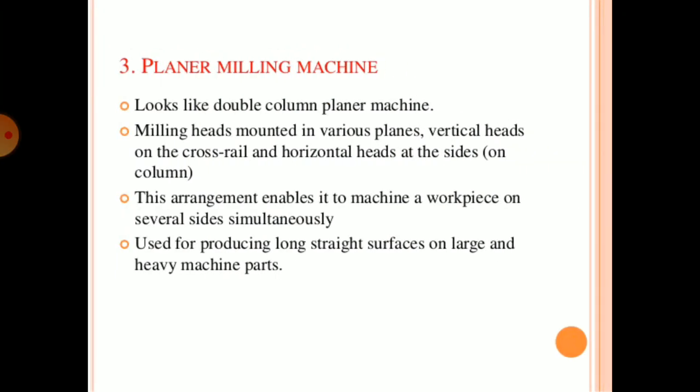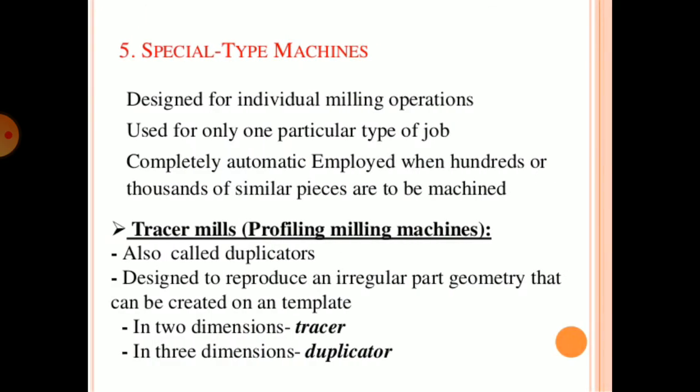Planar milling machine. It looks like double column planer machine. Milling heads mounted in various planes, vertical heads on the cross rail and horizontal heads at the sides on column. This arrangement enabled to machine a workpiece on several sides simultaneously, used for producing long straight surfaces on large and heavy machine parts.